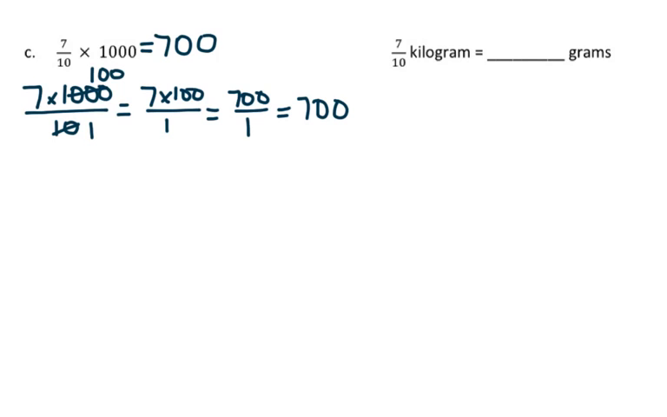And now I'm just going to do some converting. So I have 7/10 of a kilogram is equal to how many grams? I would be doing the same process that I did originally over here. So 7/10 of a kilogram is equal to 700 grams.